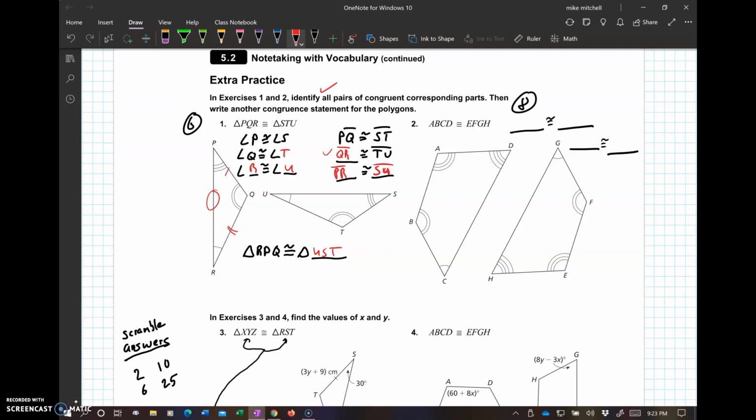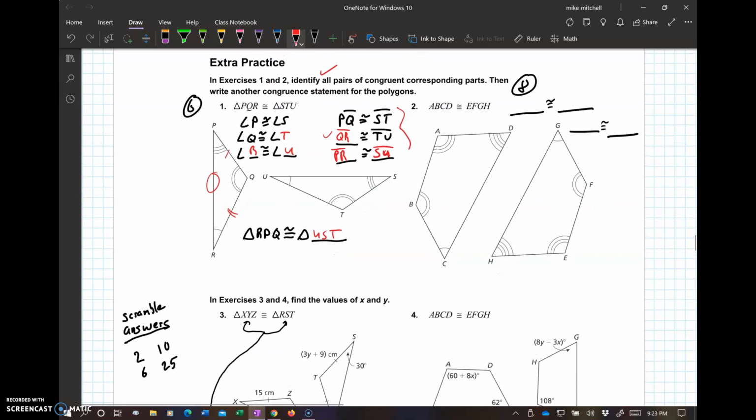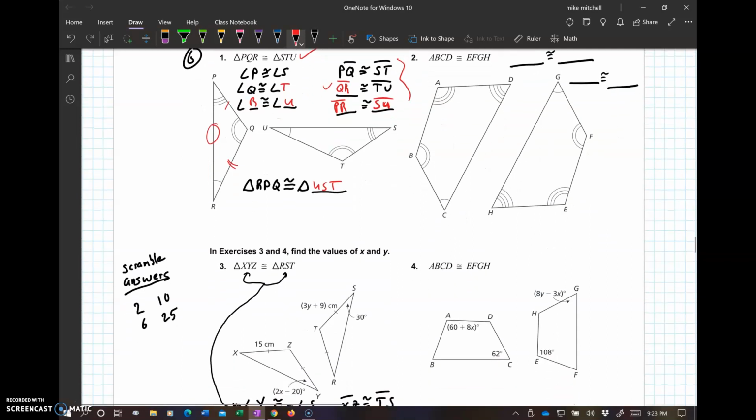Identify all pairs of congruent corresponding parts. So that's what we were doing up here. I should have read the directions out to you. I read them to myself. Forgot you weren't with me when I read them. Then write another congruent statement for the polygon. So they gave us this one. This is me writing another congruent statement. Over there, you can have multiple ones. Remember, for these ones, you've got to go clockwise or counterclockwise. You can do either one. You can start at any letter on that for number 2.